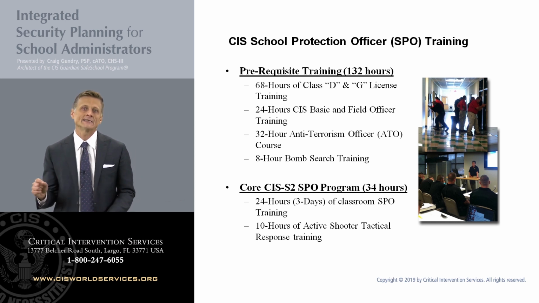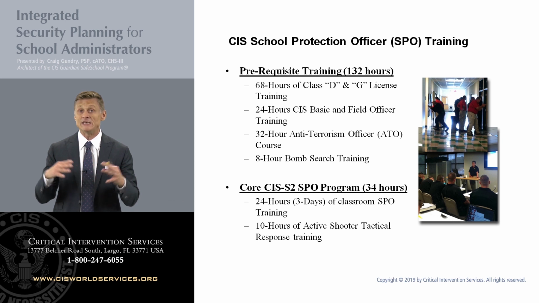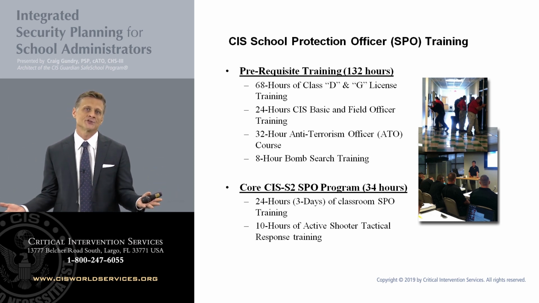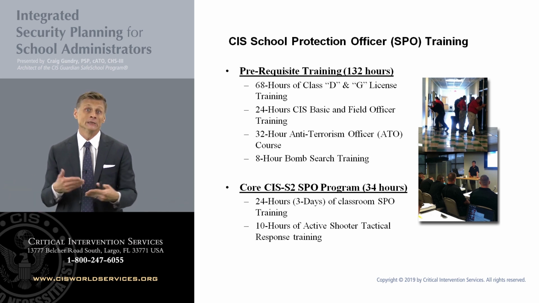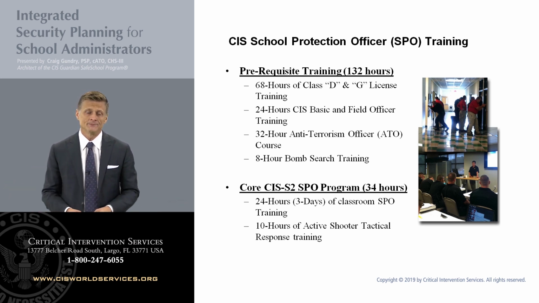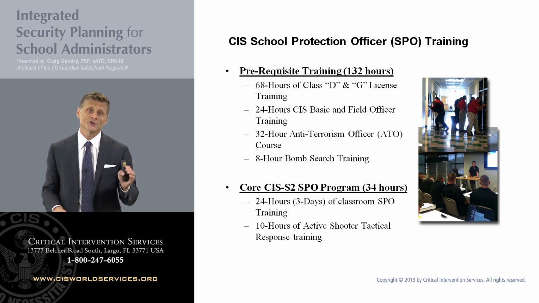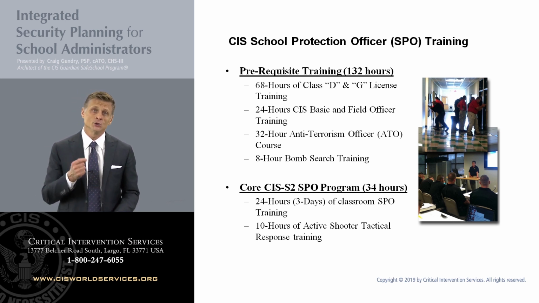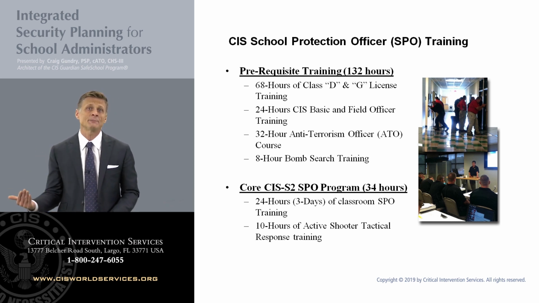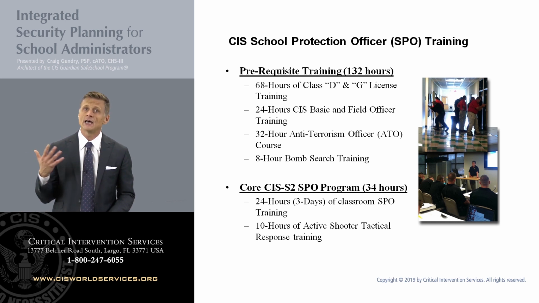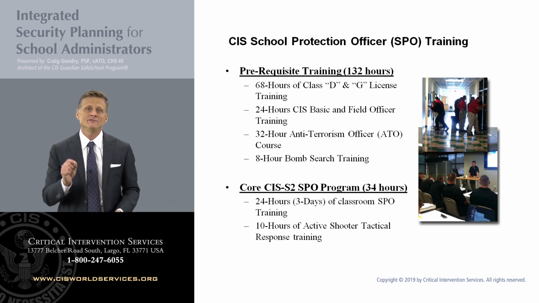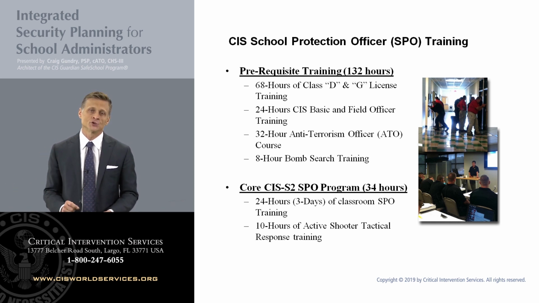We also have a 32-hour anti-terrorism officer training course. Now, that is a bit beyond the spectrum of just school resource officer needs, but does encompass a number of topics that overlap. And then 8 hours of bomb search training. Then, having completed the prerequisite training, they also have a core school protection officer training course, which is 34 hours of additional training. That includes 3 days, 24 hours of training in the topics we just discussed: youth social dynamics, laws and liabilities, best practices and emergency response procedures, and other similar types of issues. And then they receive 10 hours of live active shooter response tactical training, focusing on, again, rapid deployment tactics.